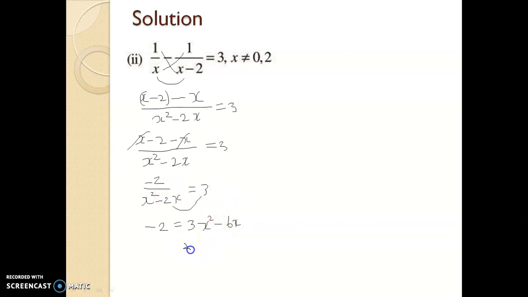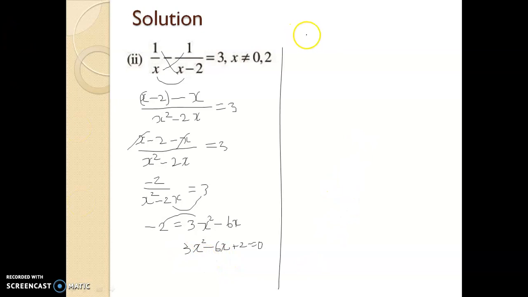Then 3x square minus 6x, and transpose this minus to the right hand side. It will become plus 2 equal to 0. Now it is a quadratic equation. It is 3x square minus 6x plus 2 equal to 0. Now I am going to solve this equation.